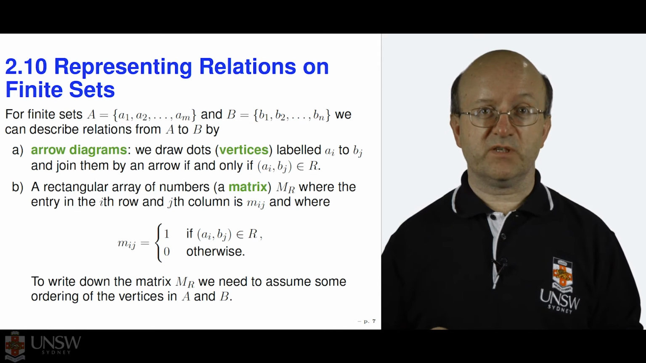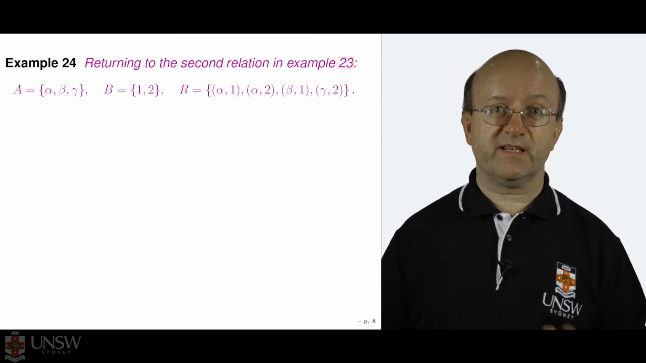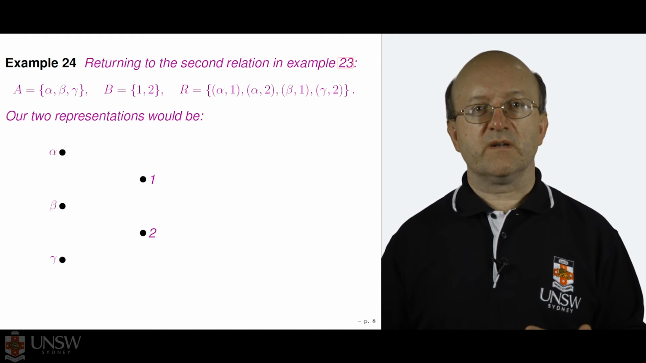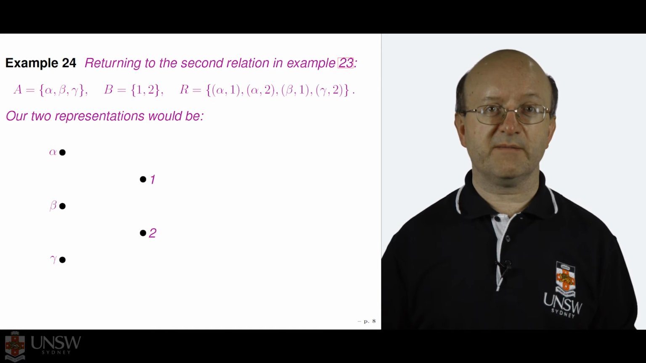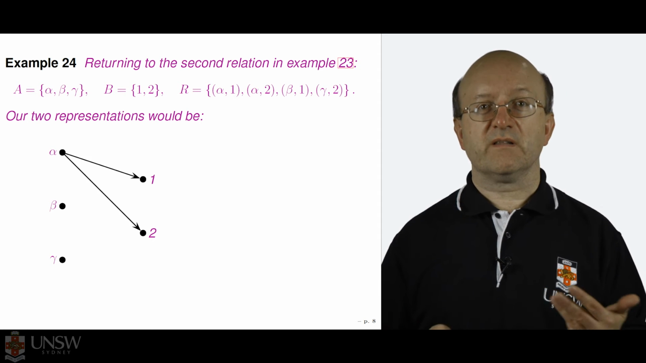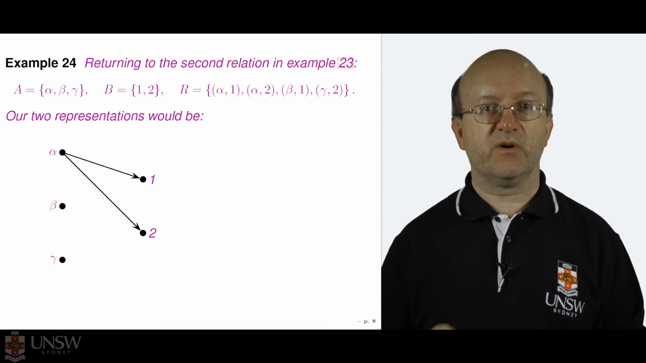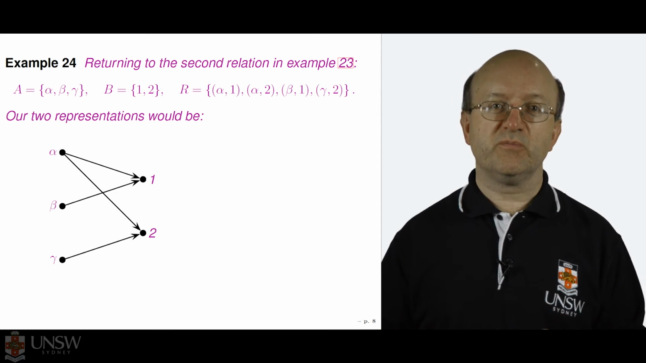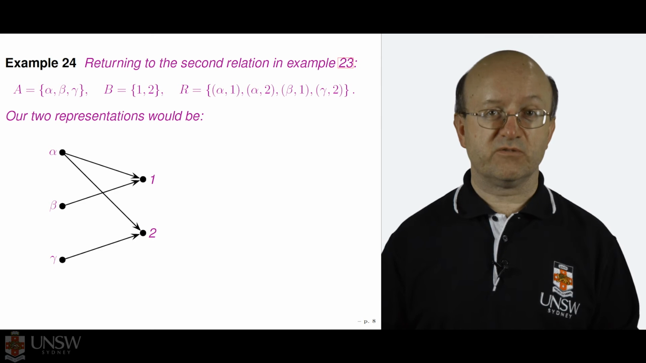Let's look at these 2 ways of representing one of the relations we've met before. Let's look at the second relation in example 23, the one between the set alpha, beta, gamma and the set 1, 2. And there's the relation to remind us. Well, here's our arrow diagram. So we draw vertices, 3 vertices labelled alpha, beta, gamma from A and 2 vertices for B labelled 1 and 2. And we join these up, well, when they're related. Well, we know that alpha is related to 1 and alpha is related to 2, so we draw arrows from alpha to 1 and alpha to 2. Beta is related to 1 and gamma is related to 2, so we draw in 2 more arrows from beta to 1 and from gamma to 2. And that's our arrow diagram way of representing this relation.